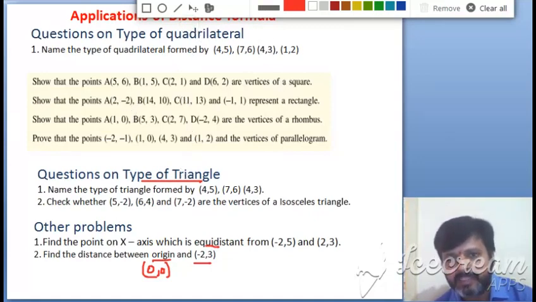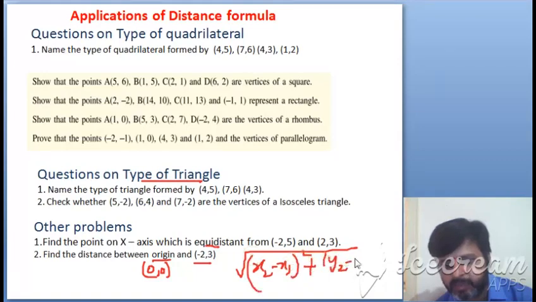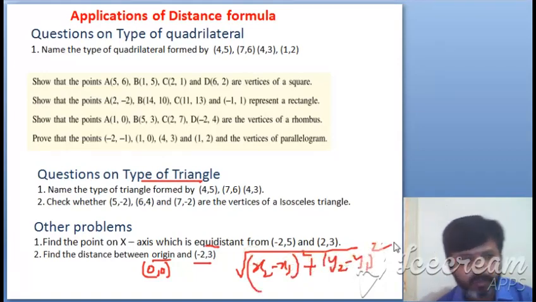And I repeat the distance formula once again. It is root over x2 minus x1 whole square plus y2 minus y1 whole square. In the next slide I have taken some problems, solved problems. We will refer it now.